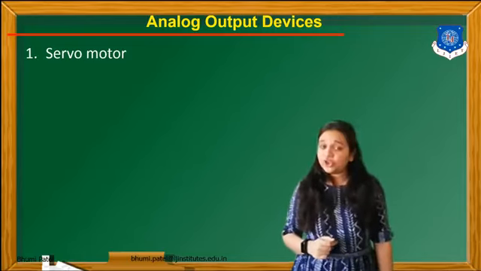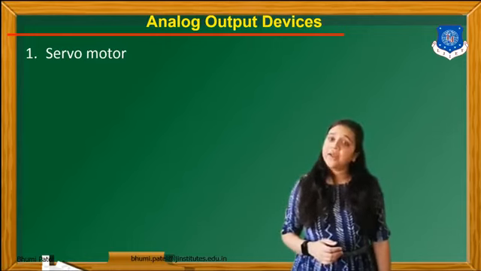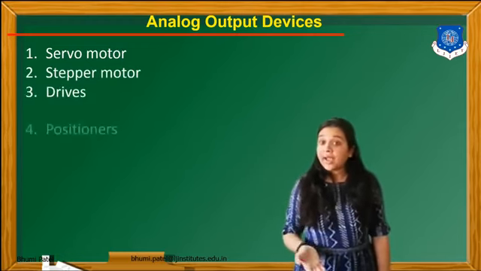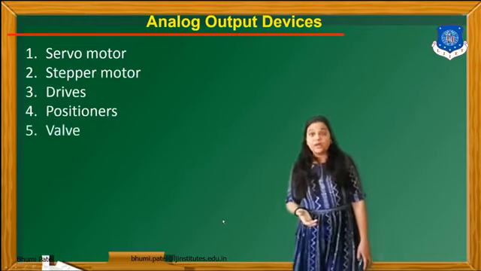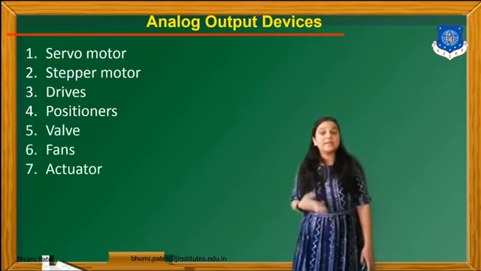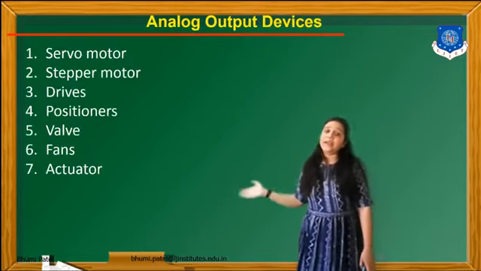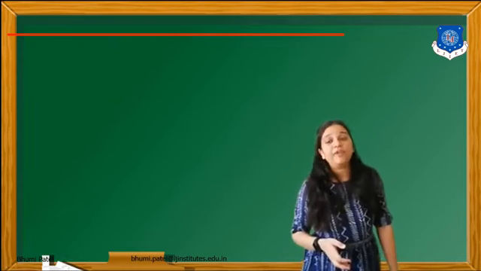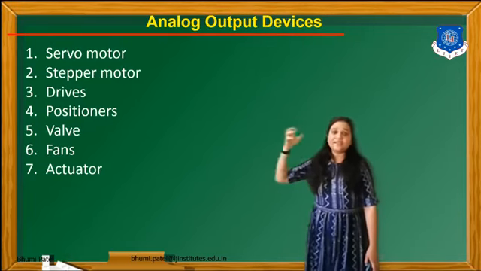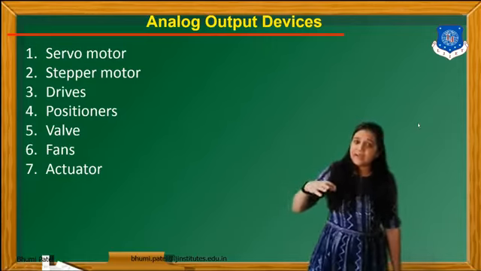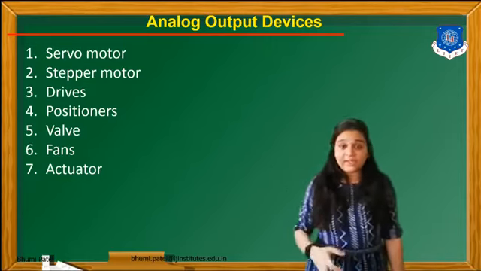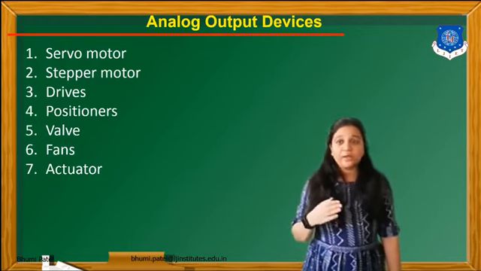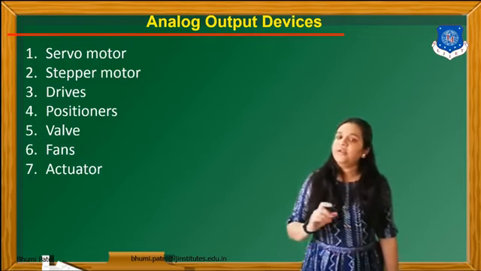Now what is the actual output device that we have to connect with the hardware? So if we have to run the servo motor, stepper motor, drives, different types of positioner, different types of valve, fans, actuator, these are all the analog output devices that we have to connect with the PLC hardware. So if we connect the stepper motor, some input voltage is applied or input devices will be connected. If we change the input voltage depending upon that, we can draw the ladder diagram of the particular program, and then the stepper motor will run in steps.